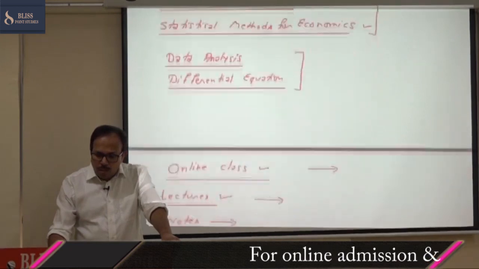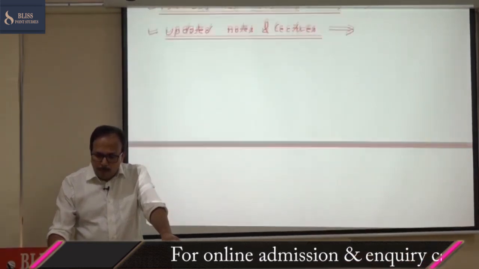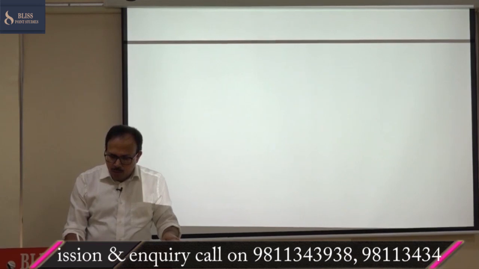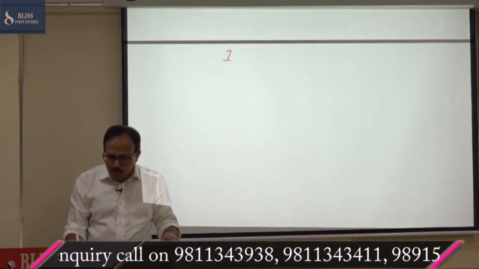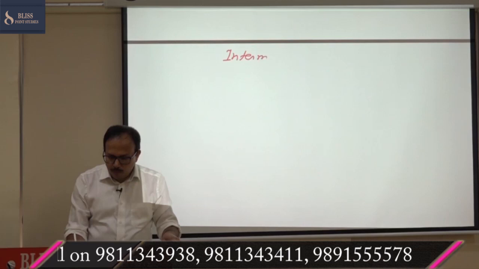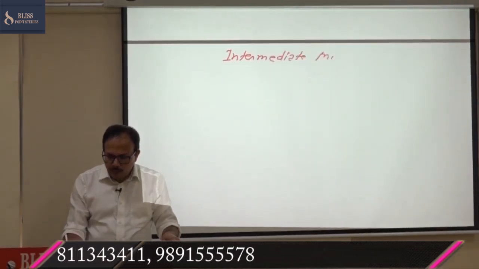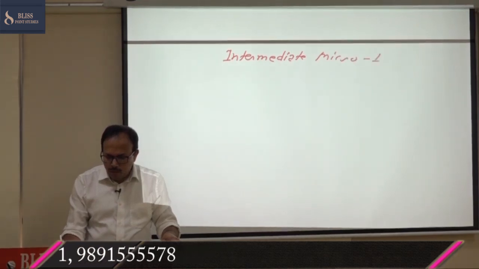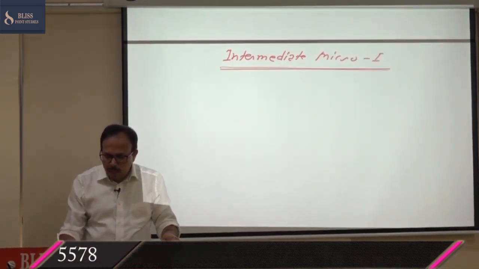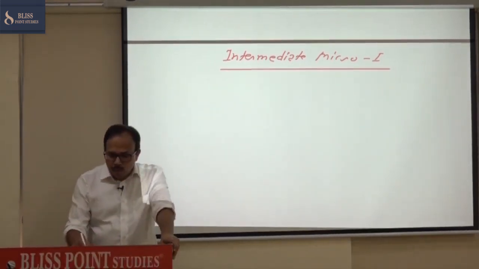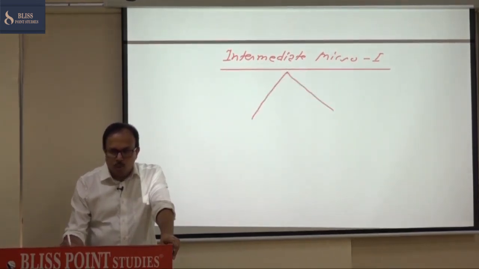Now I will use this orientation class just to explain a few basic things. If you start with intermediate micro 1, then the syllabus of intermediate micro 1 for semester 3 is broadly divided into 2 units.